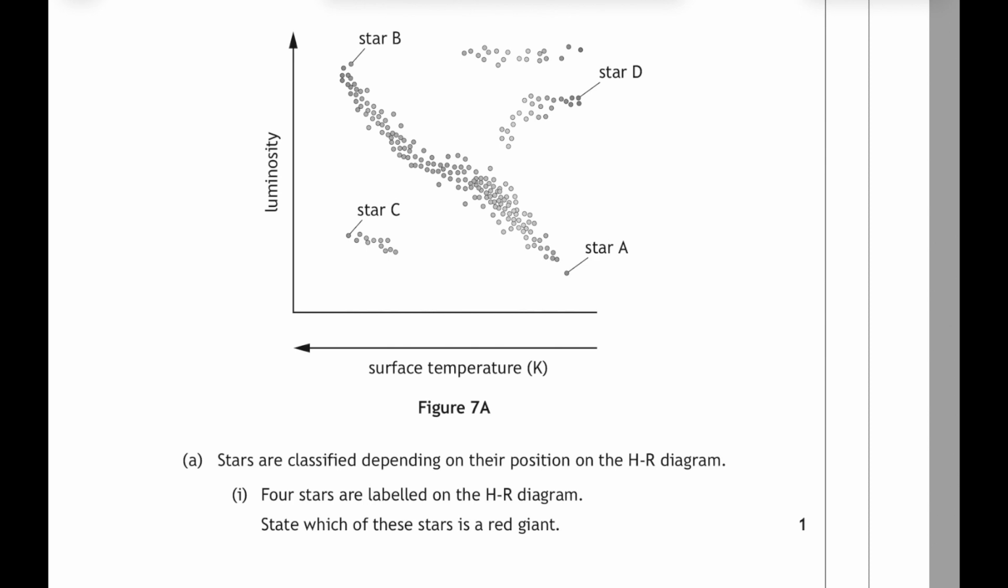Anyway, what are we asked here? We're told stars are classified depending on their position on the HR diagram, and 4 stars are labelled on the HR diagram. Which one of the stars is a red giant?